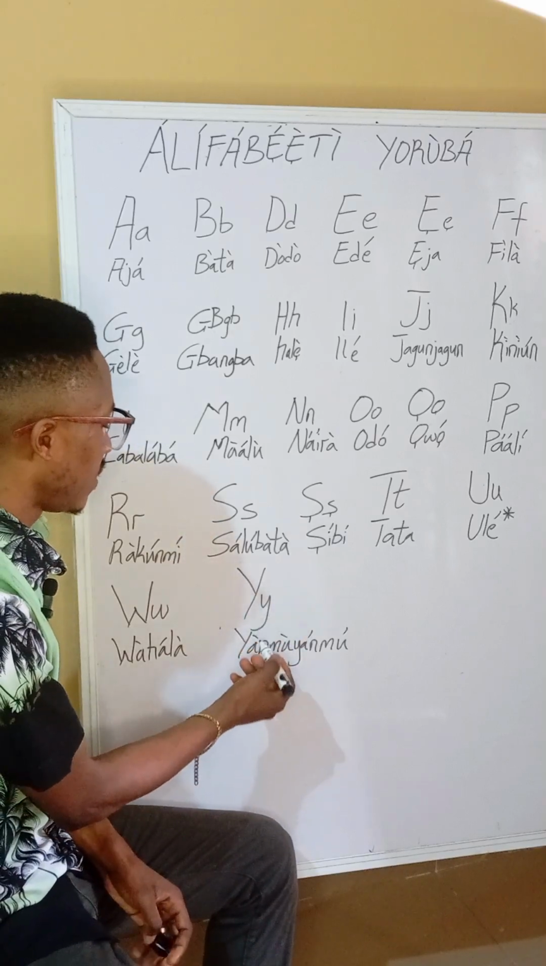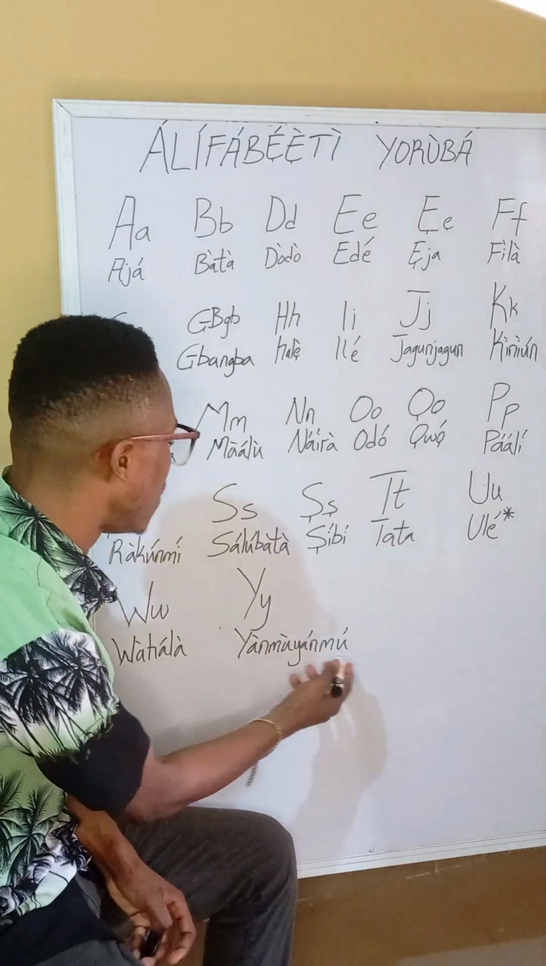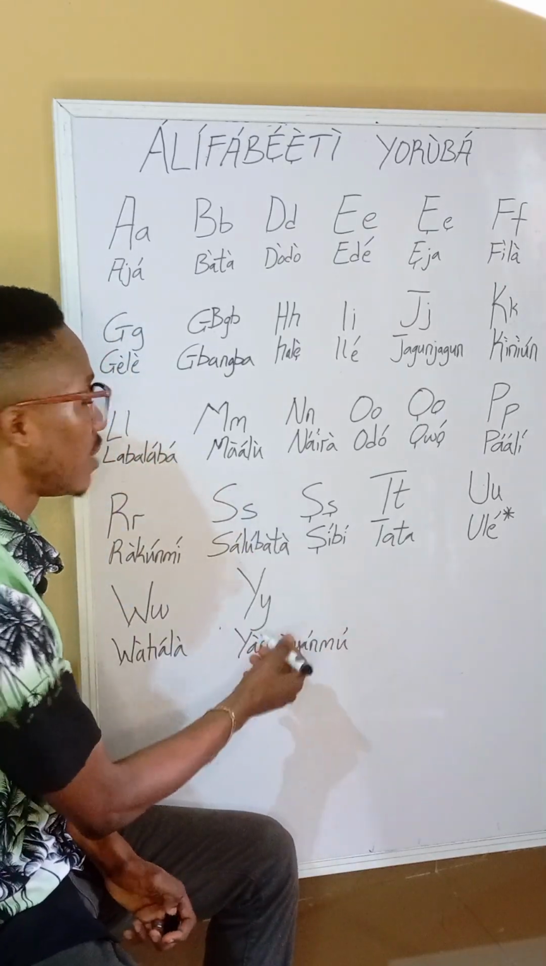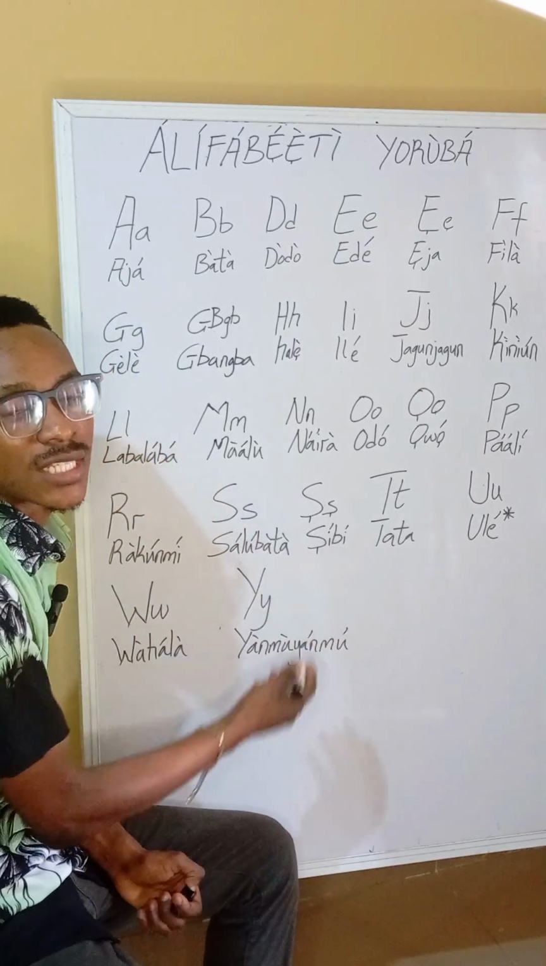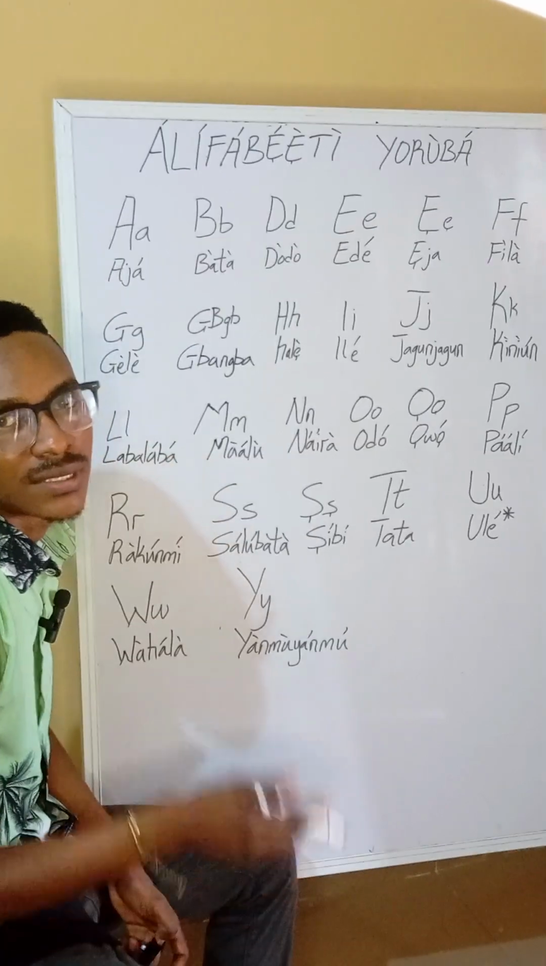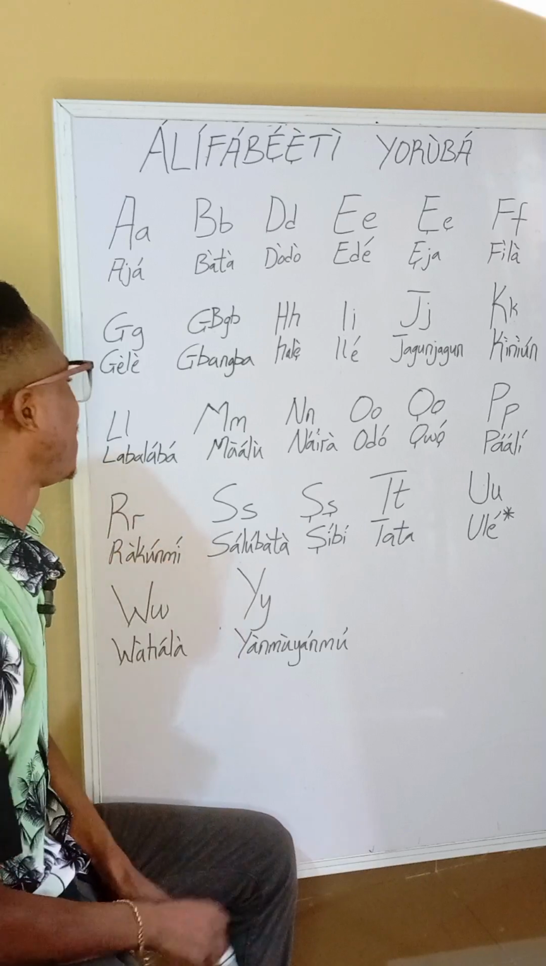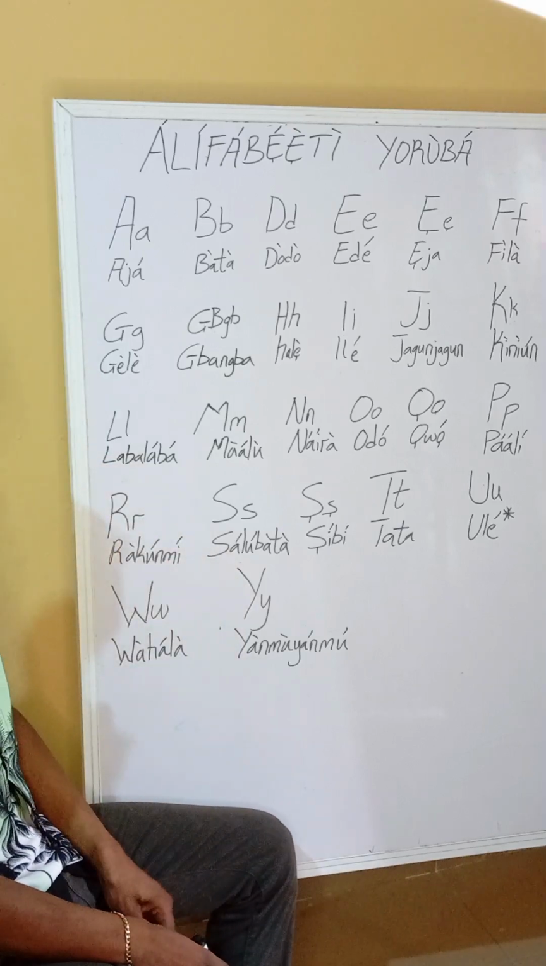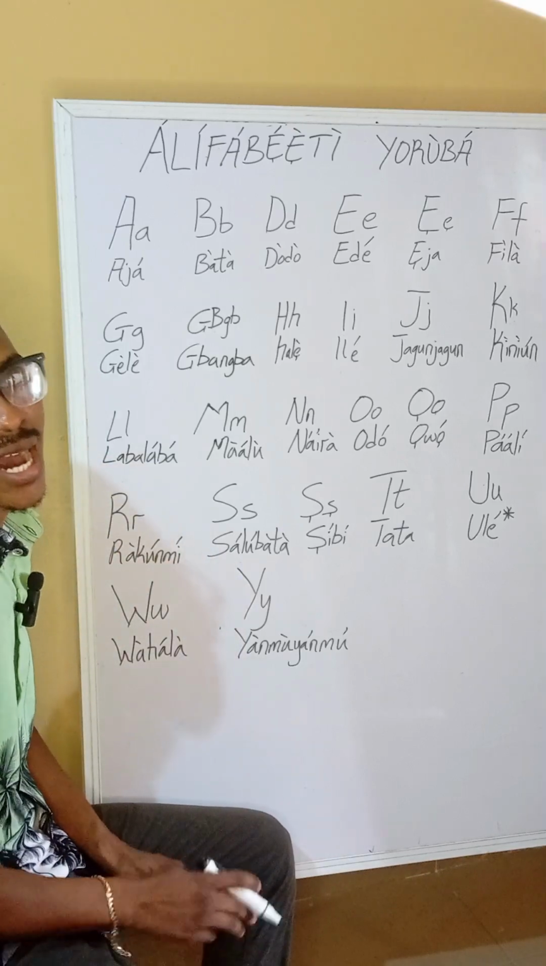Y, Yanmu. Yanmu is known as mosquito in English language. I bet you didn't know that before. Okay, so that's it about Yoruba alphabets.